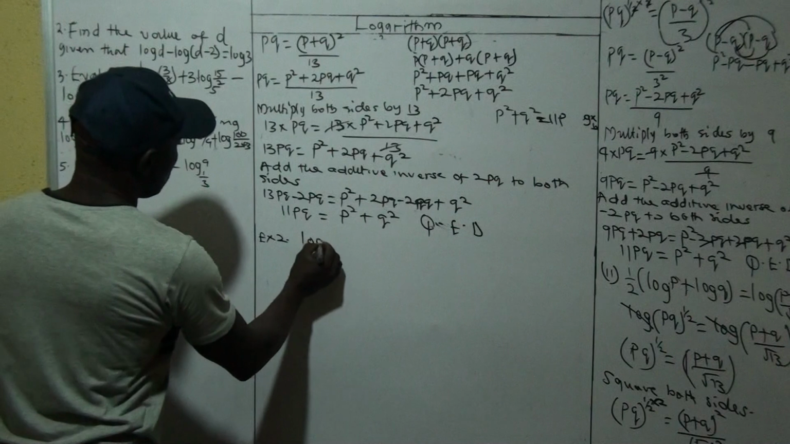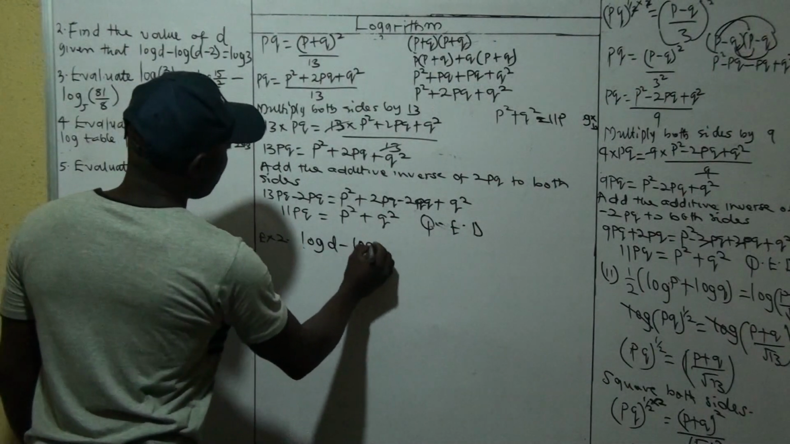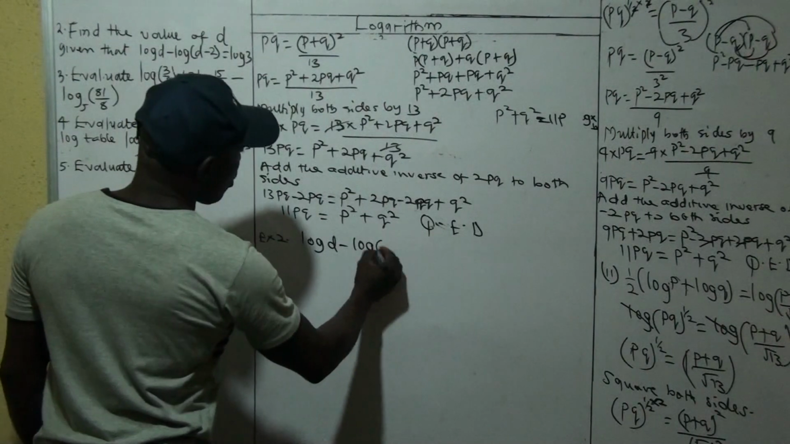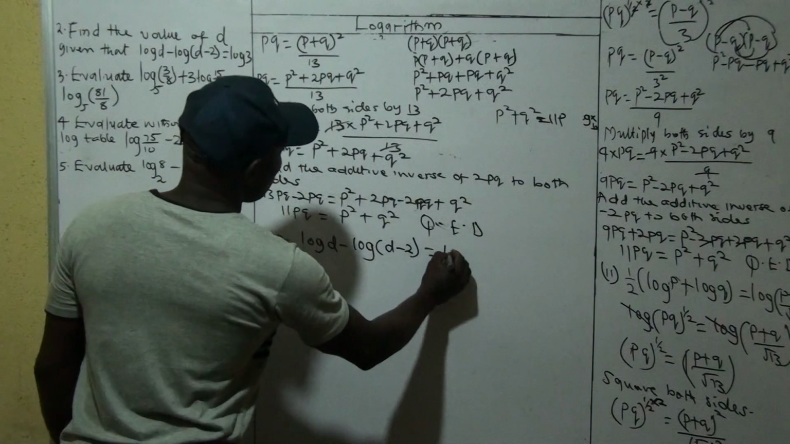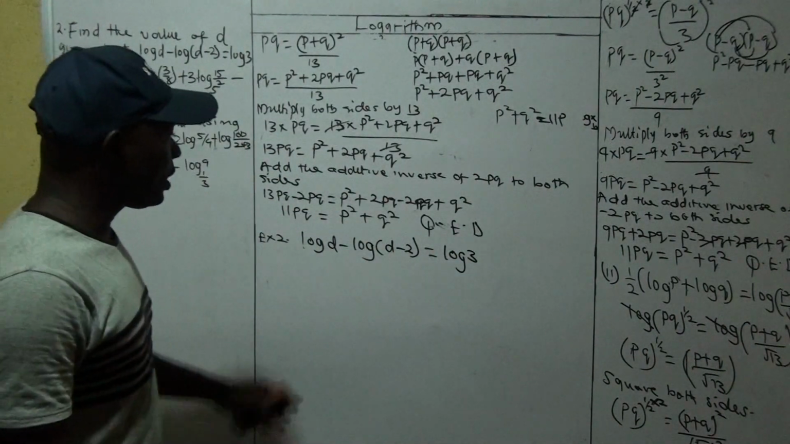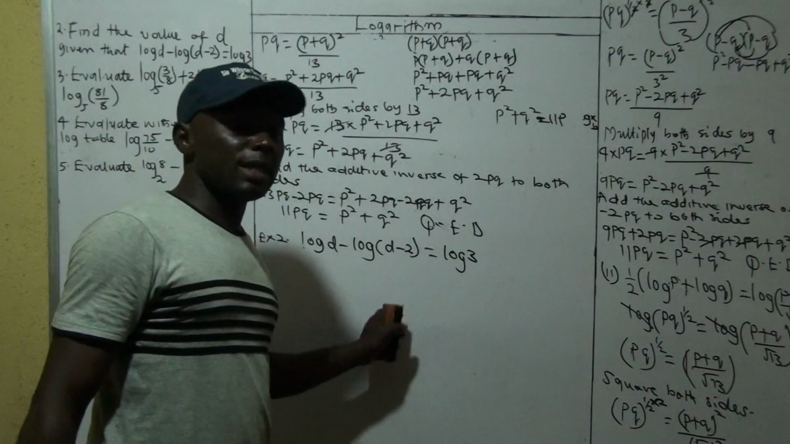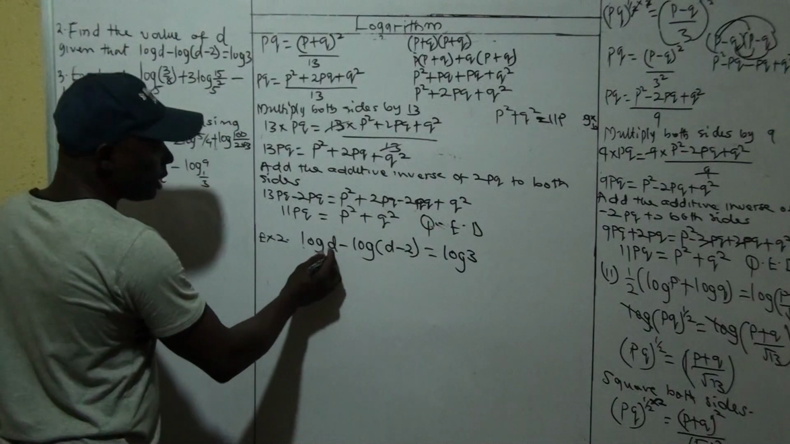Log d minus log (d minus 2) is equal to log 3. So this is a logarithmic equation. It's an equation, there's an equality sign. So what you do here, this is to base 10.